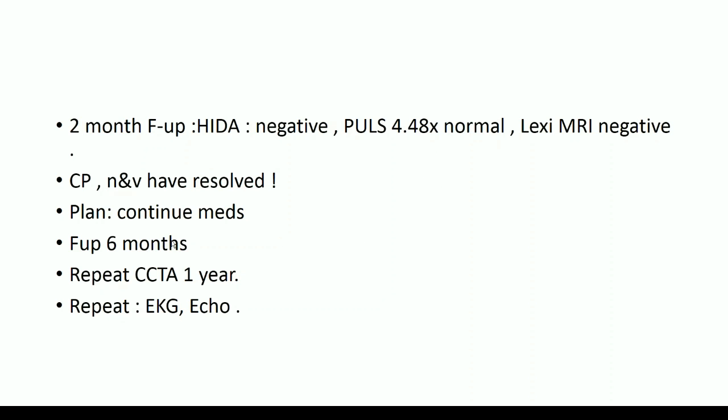We did a Lexiscan MRI to see if we saw any blood flow abnormalities, and we didn't. So we said we were pretty content with treating him medically and seeing how he did. His symptoms resolved, his nausea and vomiting went away, his chest pain went away. We continued the medications and followed up. In 6 months, he was doing quite well, and repeating the CT in a year, the echo, and the EKG was our plan. So he comes back in year 2, and he's doing great, and we're repeating the CT at that time to find out more about this lesion in the vessel.